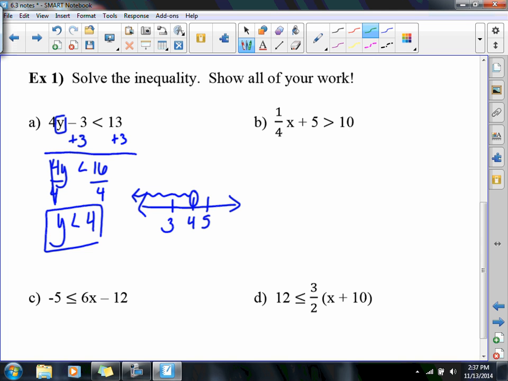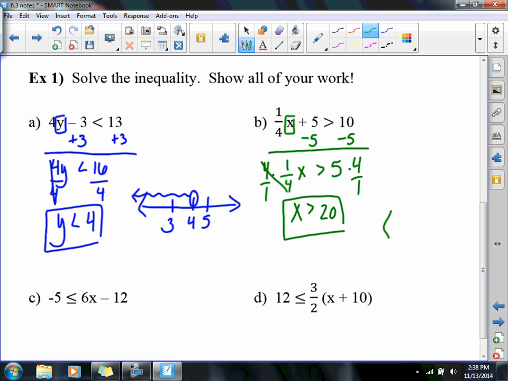Okay, for part B, I have to solve for x. So you can box in the x. I have 1/4 times x plus 5 is greater than 10. I have to undo that addition first, so I'm going to subtract 5 from both sides. And then to get rid of the fraction that's being multiplied, I don't want to divide by a fraction, so I'm going to multiply by the reciprocal. I'm going to multiply by 4/1. So x is greater than 20.